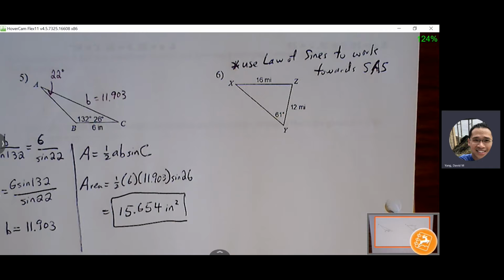Yeah, so the hint is angle X may not be the one that will produce side angle side. But if you can find X, then you can quickly find another angle that is perfect for side angle side.